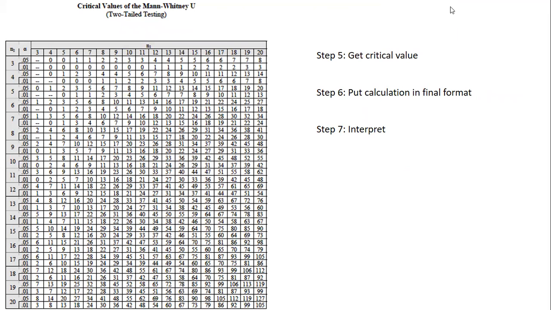Okay, so steps 5, 6, and 7: figure out the critical value for this, put the calculation in the final format, and interpret the finding that you have. Okay, so go ahead and do that, and then start back up when you are ready. Okay, let's see how we did.